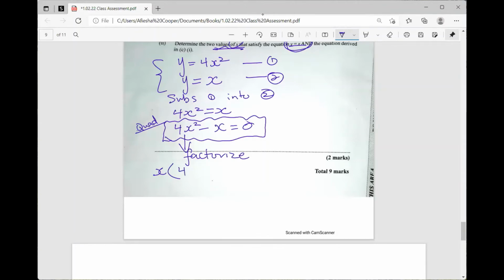4x, minus x, 4x minus 1, minus 1 equals 0. Now we have this, what can we do? We're back to the place where we have two brackets equal to 0. We know what to do. Remember, we have to solve for x. So what do we do?